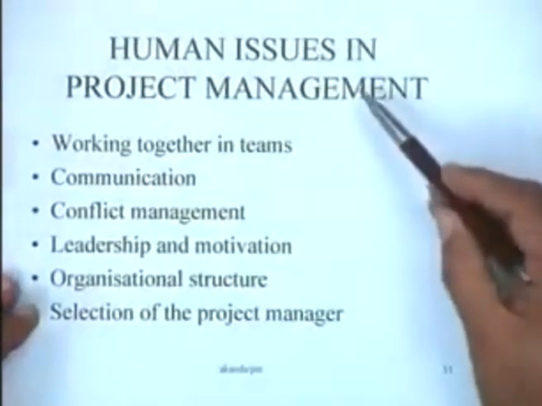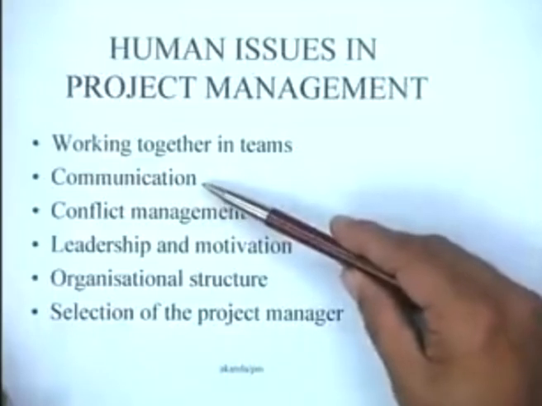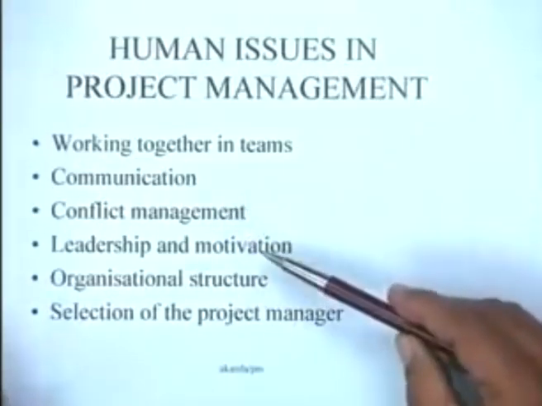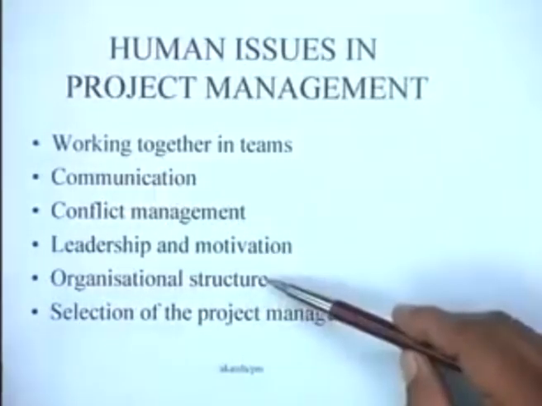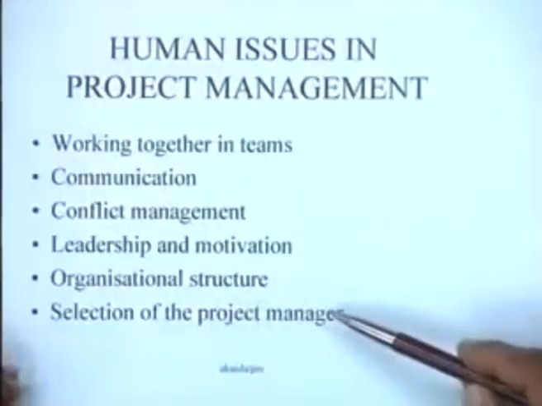Apart from these typical problems, human issues in project management are of great concern. What is really required is working together in teams, proper communication, conflict management, leadership and motivation. You should have a leader who is able to motivate you, the proper organizational structure. It is said that matrix organizations are the best organizations for projects. So we'll see what is so special about matrix organizations. Selection of the project manager.